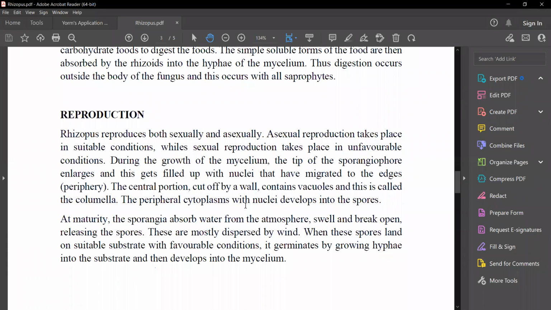Do we get it? Let me take it again. You have the tip of the sporangiophore growing and swelling or enlarging. Then as it gets enlarged, it gets filled with the migratory nuclei from the hyphae below to its edges, which is known as the periphery, as you can see from my slide. Then the central portion of that sporangiophore will get cut off by a wall, which will contain many vacuoles and other cellular materials. And this part is what we call the columella, right? Then the cytoplasm with the nuclei will develop into spores.